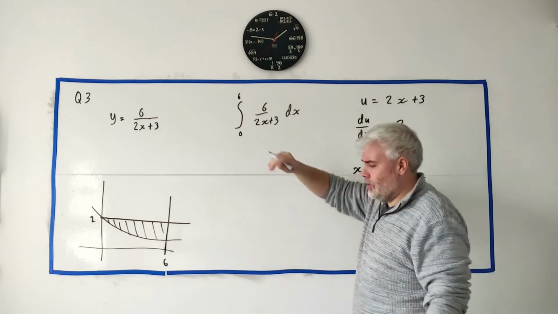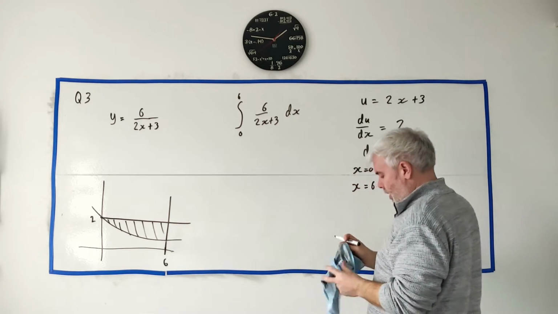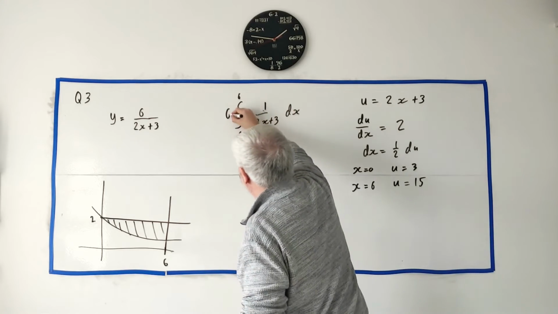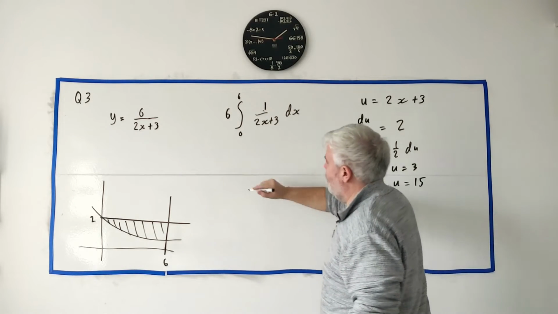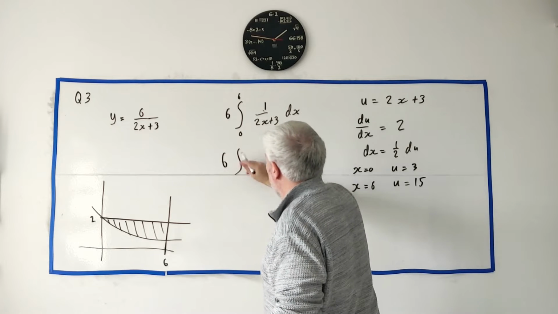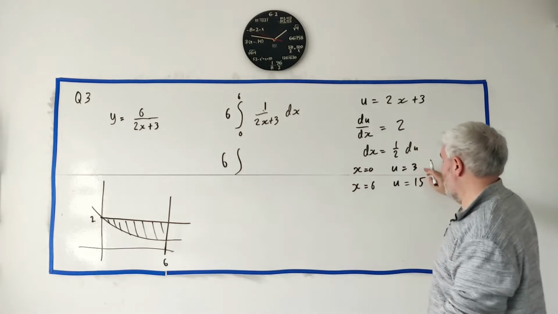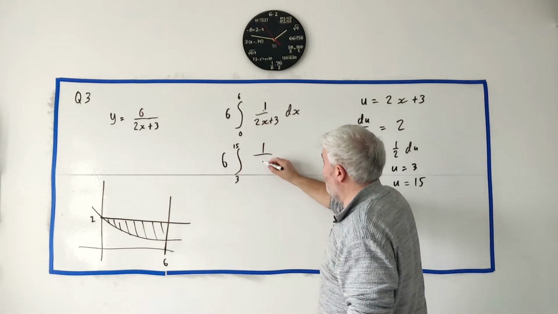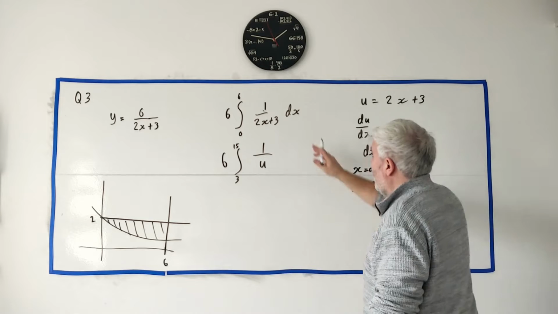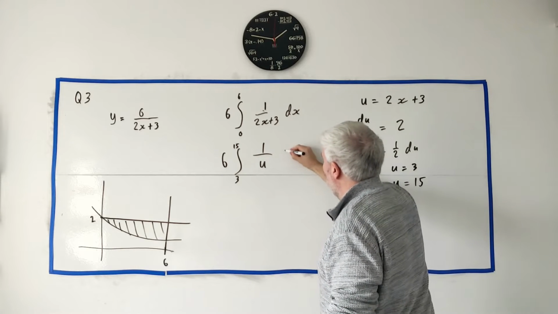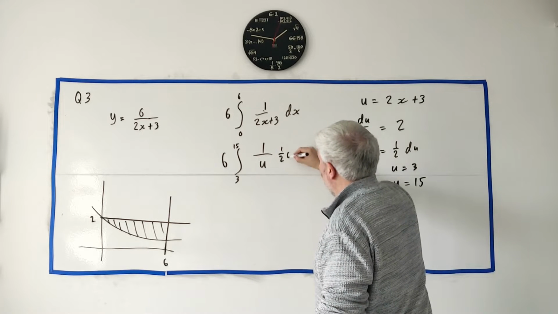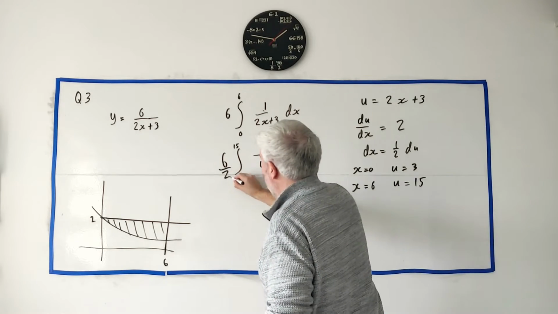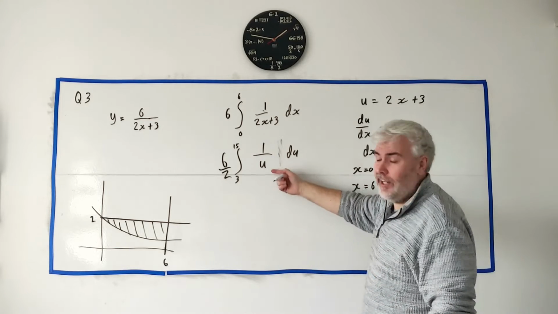So instead of doing this question, which some students might find hard, in fact, I can take the 6 outside already. Let's take the 6 out here. Instead of doing this integral, I can go ahead and do this integral. Instead of 0 to 6, I'll go 3 to 15. Instead of 1 over this, I'll do 1 over u. And instead of dx, I will do 1 over 2 du. And again, I can move this half outside here. So this is a lot easier of a question.